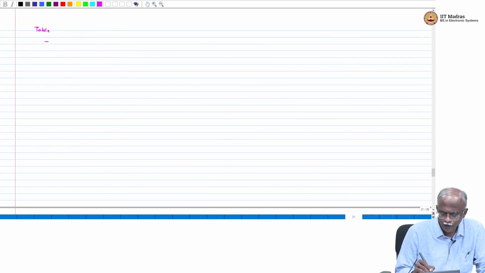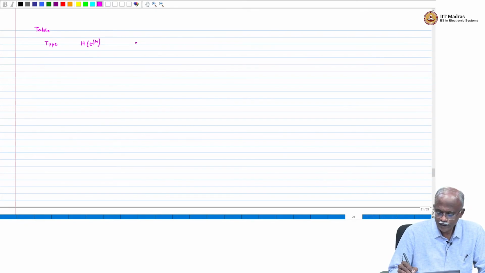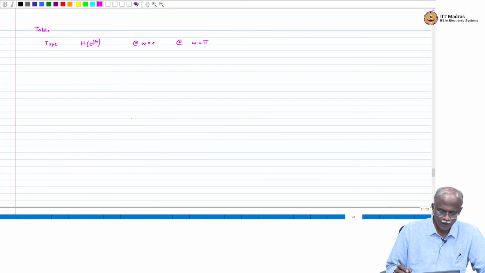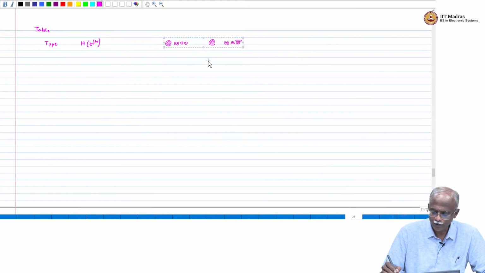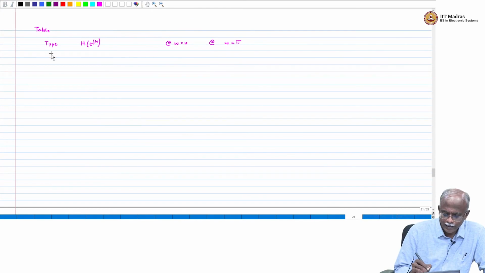Okay, so the first one is the type, the condition that we have, or the expression that we have for H(e^{jω}), any condition at ω equal to 0, any condition at ω equal to π. Okay, so this is what we would like to capture. So let us write down type 1.